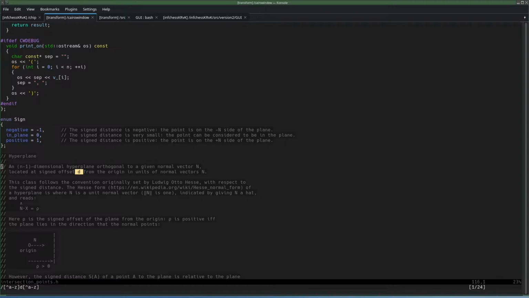Okay, let's see then. In minus one dimensional hyperplane orthogonal to a given normal vector n, located at signed offset d from the origin in units of normal vectors. That's not even true.